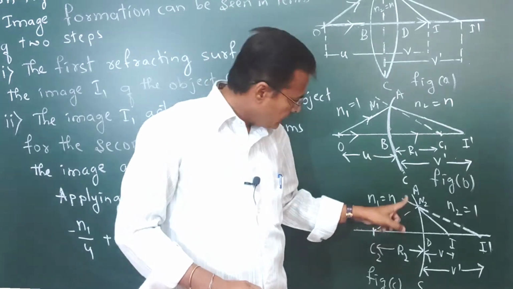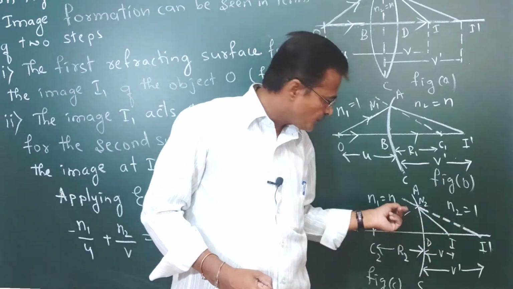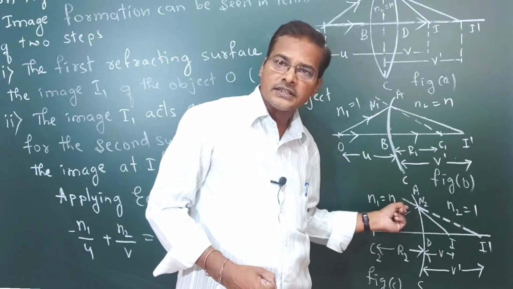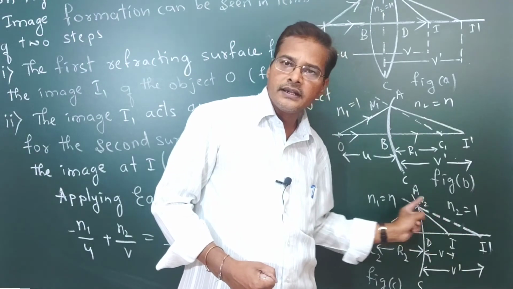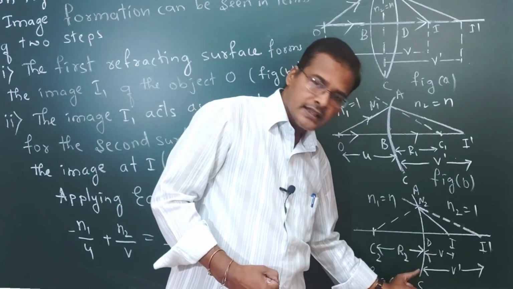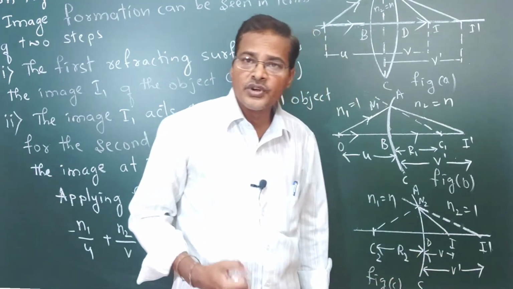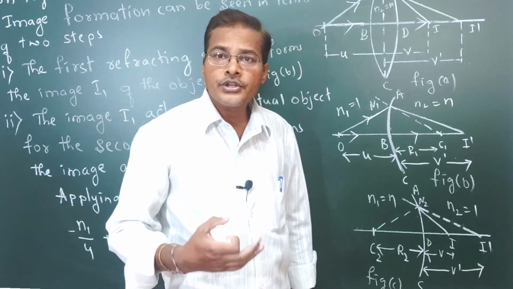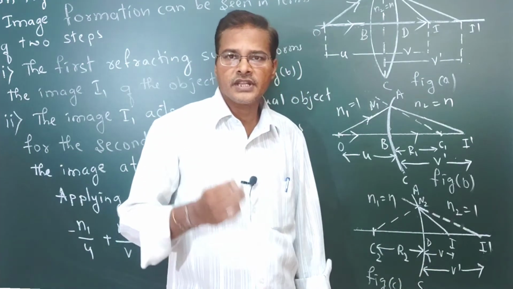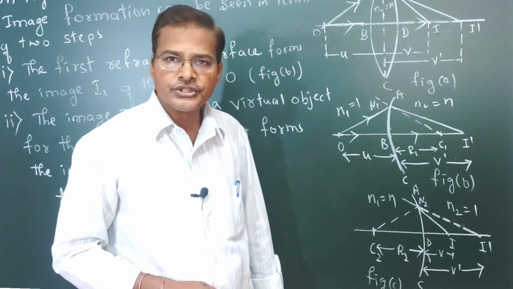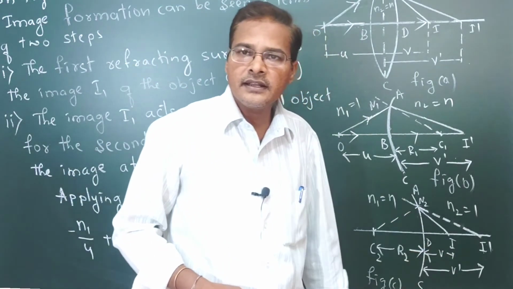Now what we get here is a virtual object. It behaves like a virtual object, that is N2I1. The distance from this lens, or surface, to I1 is what we call the virtual object distance. It is denoted by V dash. So what we get now is that the image is the real image.